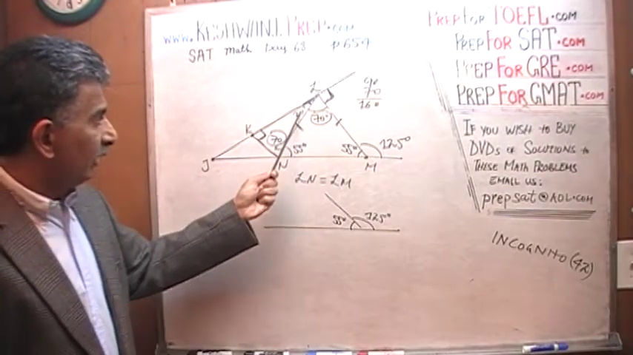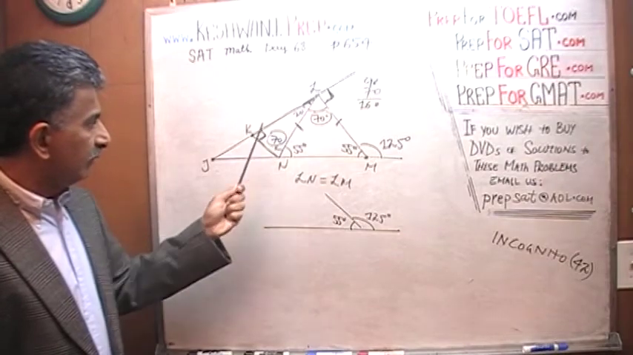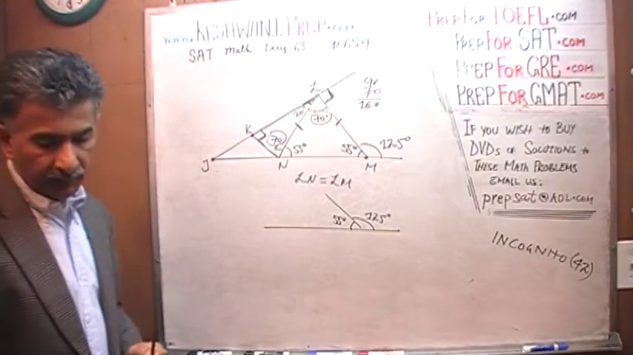Once we know that this small angle is 20, then this x must be 70, because 70 plus 20 is 90, because this is already 90. That's all. X is 70 degrees.